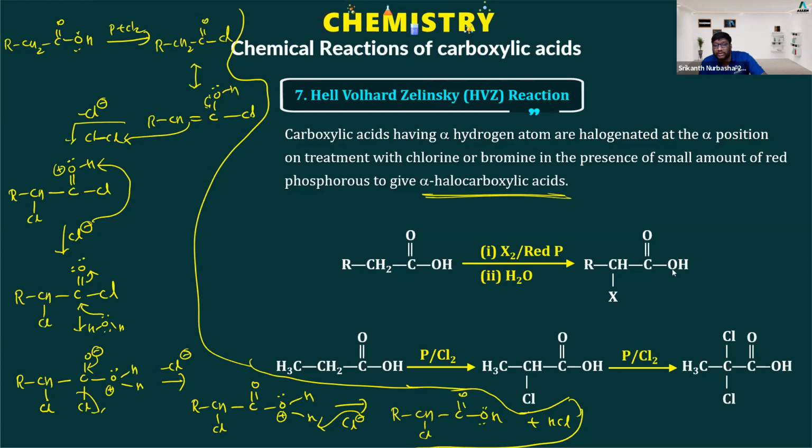And if you treat this further with P and Cl2, then on the alpha positions, how many hydrogens are there? All of them are going to be subsequently replaced with halogens. If you treat this again with phosphorus in the presence of Cl2, the other CH bond is also going to be substituted. CH3, CCl2, C double bond OH is obtained. Is that clear, students?